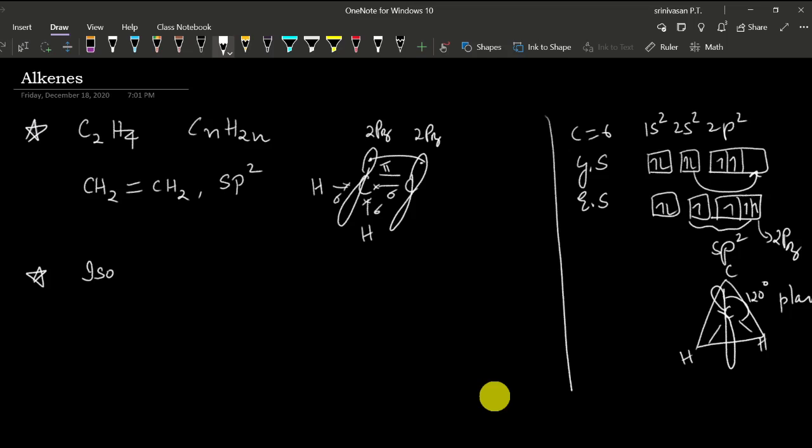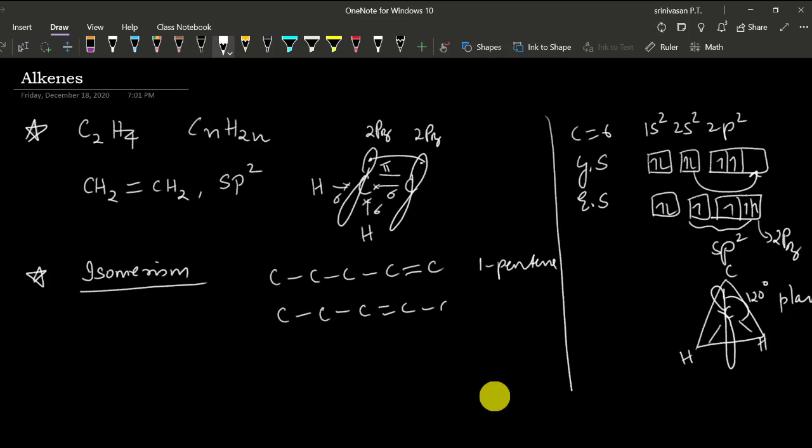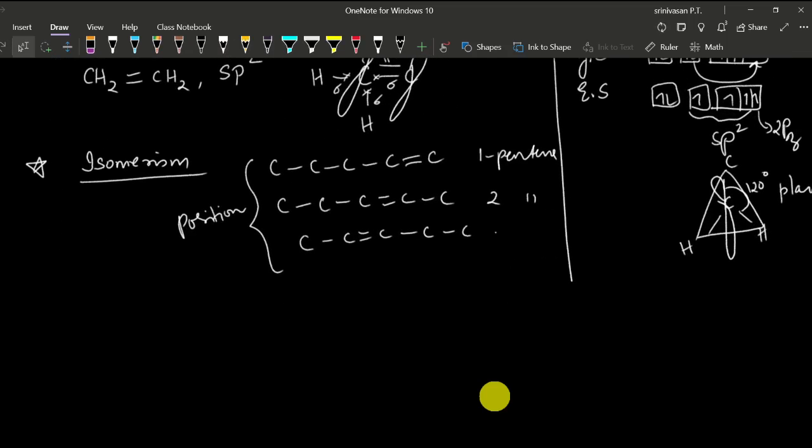Before going into the nomenclature, we can see the isomerism of alkenes. So what are the isomerisms exhibited by alkene molecules? Suppose you have pentene like this. You have 1-pentene, and you can also have 2-pentene, and if I flip it to this side, this will be again 2-pentene only. So first one is position isomerism. Alkenes exhibit position isomerism. The second one, it also exhibits chain isomerism.